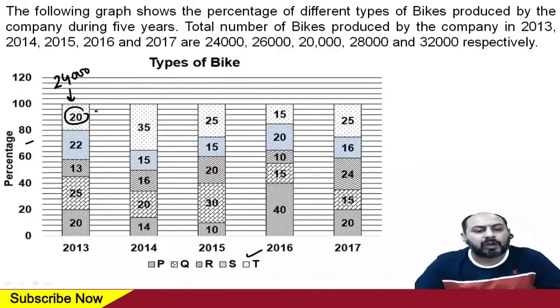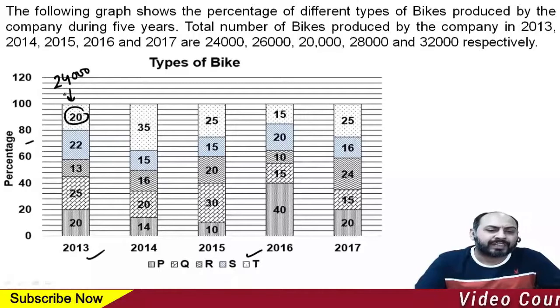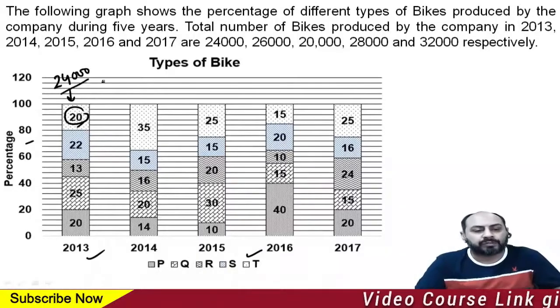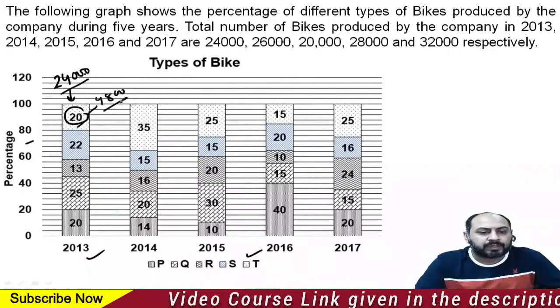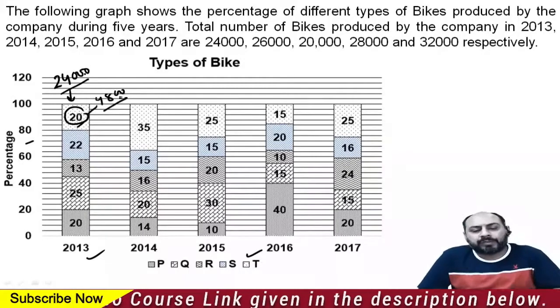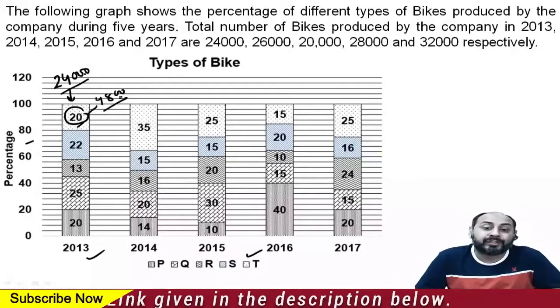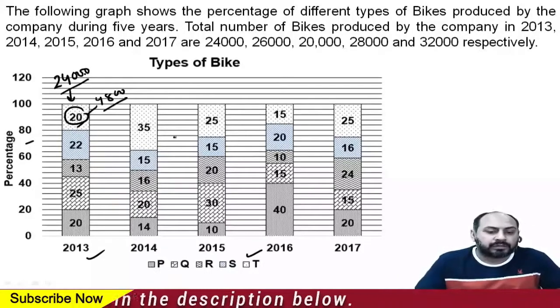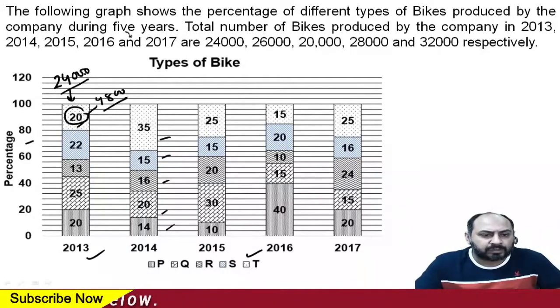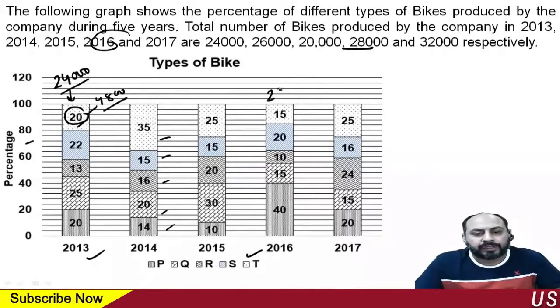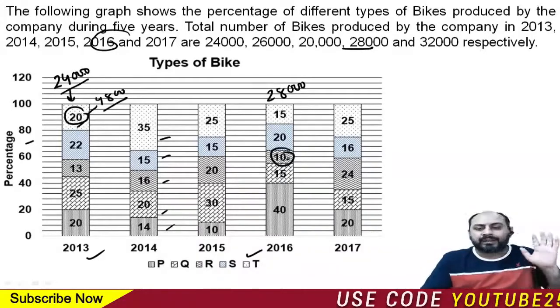So if you want to understand how many type T bikes were produced in 2013, all we need to do is calculate 20% of 24,000. So 10% is 2400, this becomes 4800, right? This is the kind of calculation we should be able to do, and we will be expected to do in the coming questions. Now, since all of these values are in percentage, say for the year 2016, total production is 28,000, so 10% would be 2800.